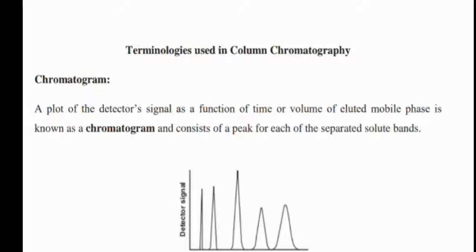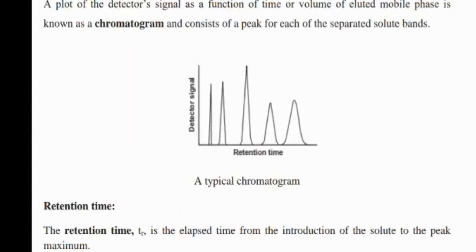First one is the chromatogram. A plot of detector's signal as a function of time or volume of eluted mobile phase is known as a chromatogram, and it consists of a peak for each of the separated solute bands. This one is the typical diagram of the chromatogram.